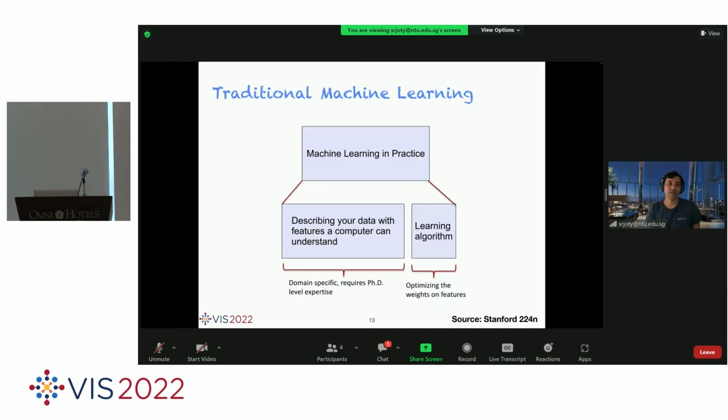So basically traditional machine learning has two parts. One is you need to describe your data using features, and this often requires domain expertise, often PhD level expertise of the domain. You need to really understand your data to make sure that you describe the data in terms of the right features. And then the machine learning task becomes mostly optimizing the weights.